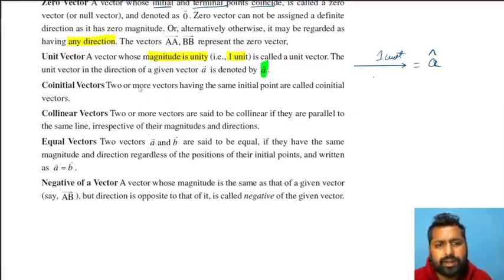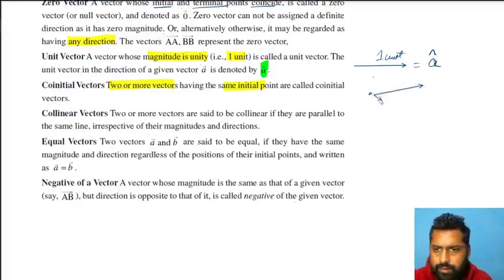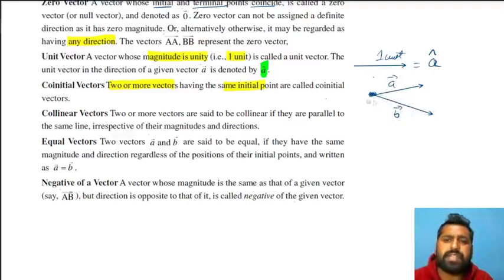Next, co-initial vectors. Co-initial means two or more vectors having the same initial points. So how will that situation be? It will be something like this. Let's say you have one vector here and you have another vector here. Let's say this is A vector, and this is some B vector. Both of the vectors have the same initial point, so they will be called co-initial vectors. The word initial is pretty much explaining what kind of vector it is.